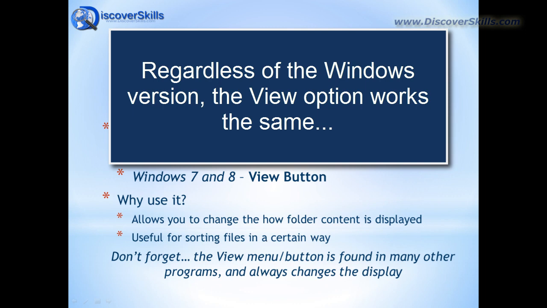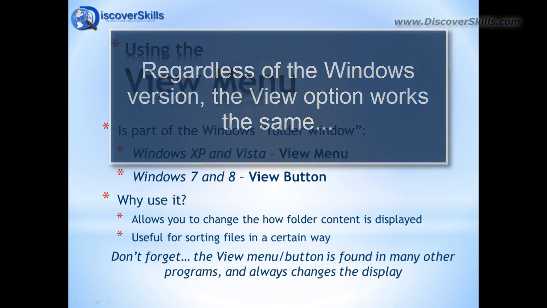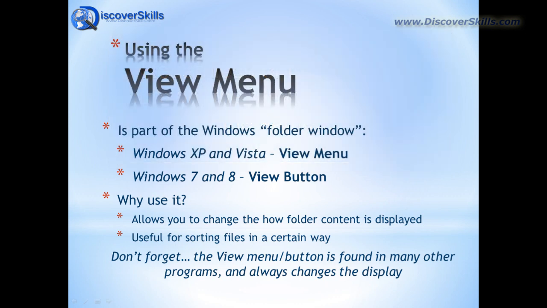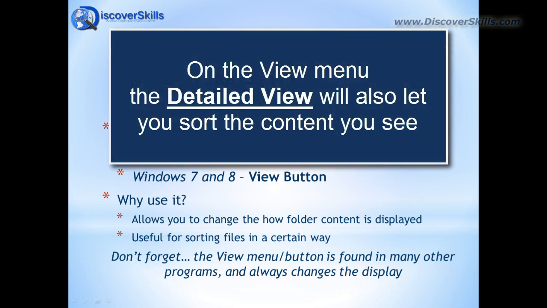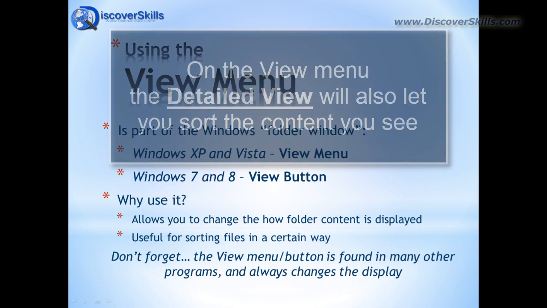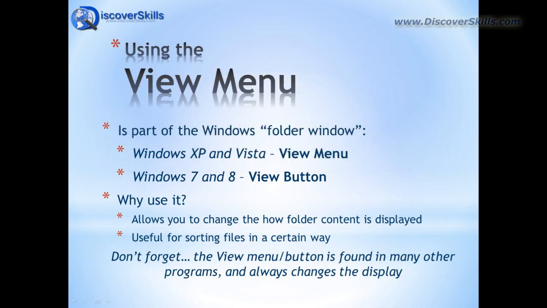The View menu allows you to change the way you're looking at the folder content, or basically at the files that are in a folder. It's also useful for sorting files. So not only can you use it to change the way you're looking at files, but if you specifically change it to a detail view, you can actually sort files in different ways as you're looking at folders. Now, let's go ahead and take a look at this in real time. And what we're going to be looking at today is Windows 7.